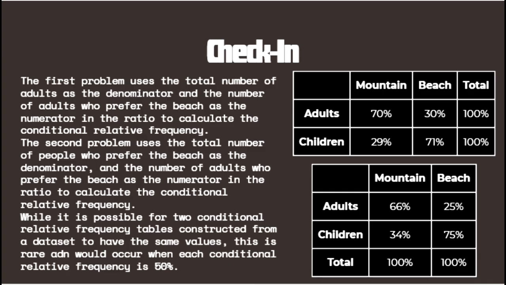The first problem uses the total number of adults as the denominator and the number of adults who prefer the beach as the numerator in the ratio to calculate the conditional relative frequency. So this is the first one. The second problem uses the total number of people who prefer the beach as the denominator and the total number of adults who prefer the beach as the numerator. Okay, so this one's using the adults as the main factor, and this one's using the beach as the main factor. While it is possible for two conditional relative frequency tables constructed from a data set to have the same values, this is rare and would occur when each conditional relative frequency is 50%.